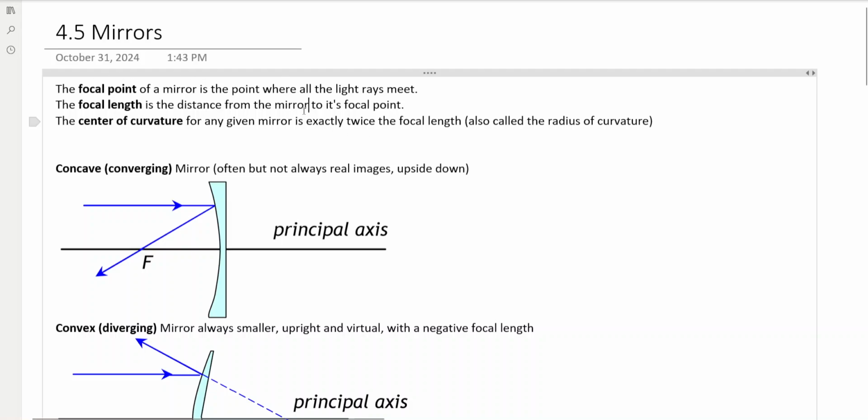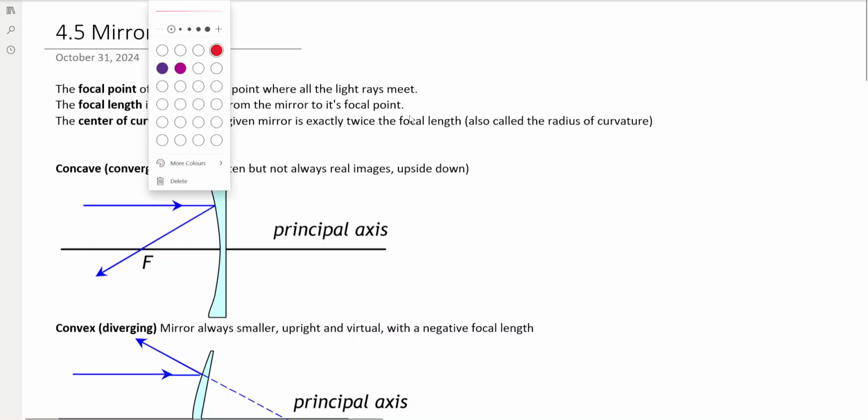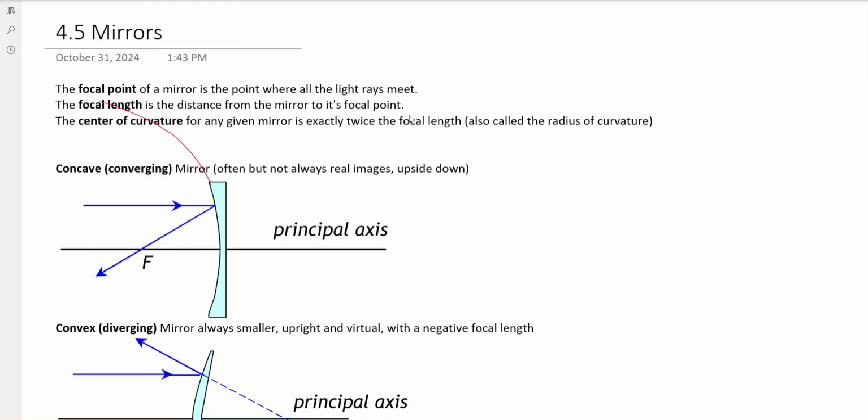This is sort of true, although this is actually more helpful. For a mirror, you can imagine the mirror continues making a circle all the way around. So if we just draw this circle all the way around, you can maybe see that the center of this circle would be somewhere around here. And the focal length is always half the distance from the center of curvature to the mirror. Half of that distance is the focal length.